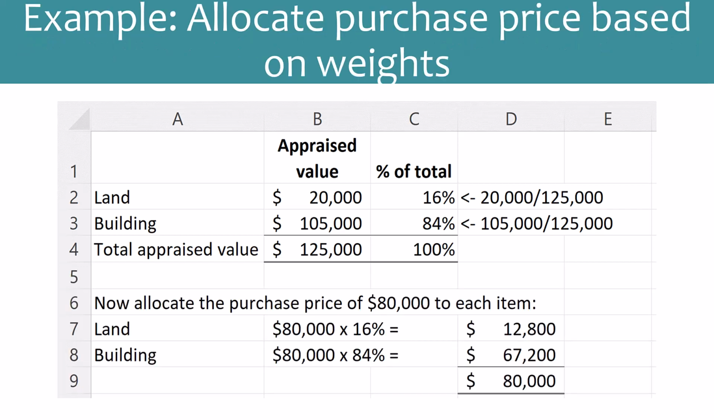Next, we can allocate the purchase price of $80,000 to the land and to the building. Land, we would take the purchase price of $80,000 times the weight of 16%, and we get $12,800. For building, we're going to take the purchase price of $80,000 times the weight of 84%, and we get $67,200. And if we add those two together, we get $80,000, which is exactly what we wanted to get because that was the purchase price.